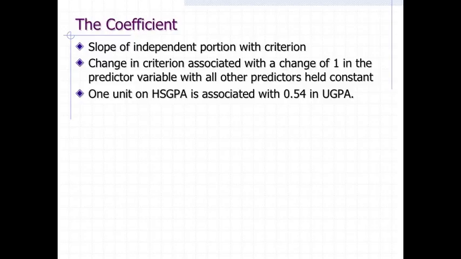If two students had the same SAT and differed in high school GPA by 2, then you would predict they would differ in university GPA by 2 times 0.54, which is 1.08. Similarly, if they differed by 0.5, then you would predict they would differ by 0.5 times 0.54, which equals 0.27.